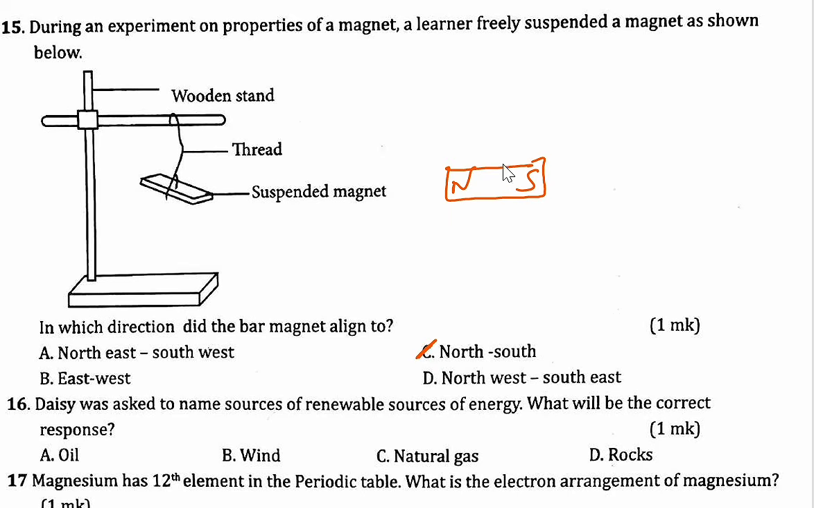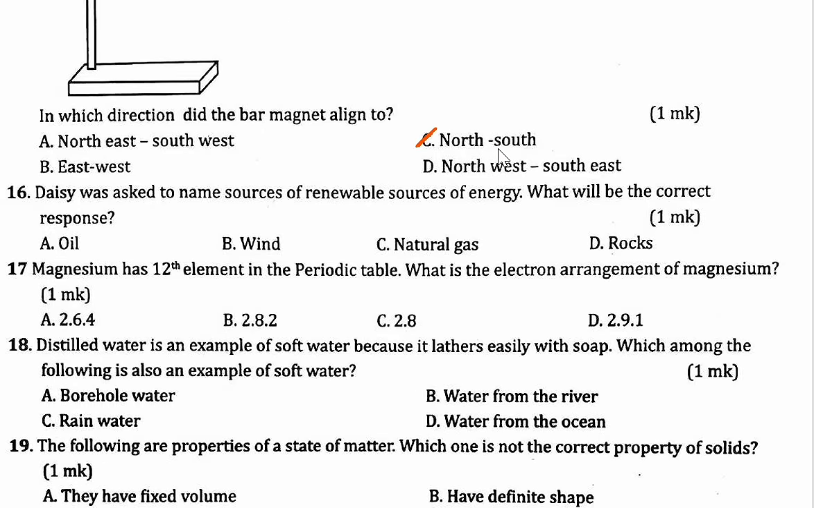Any magnet, if you suspend it freely, aligns itself in the north-south direction due to these poles, the north pole and the south pole. Number 16.